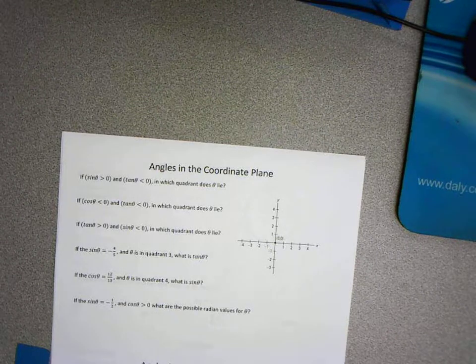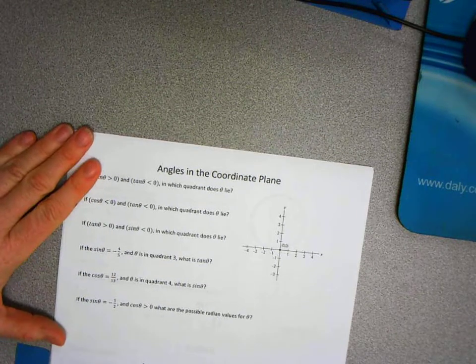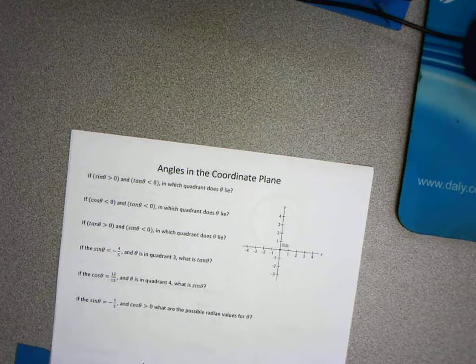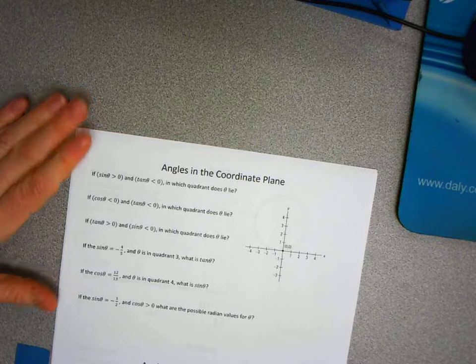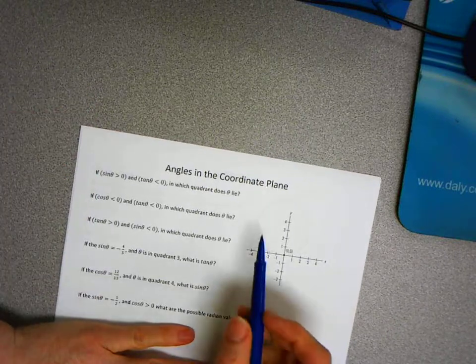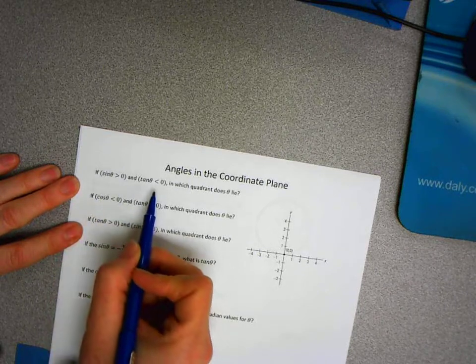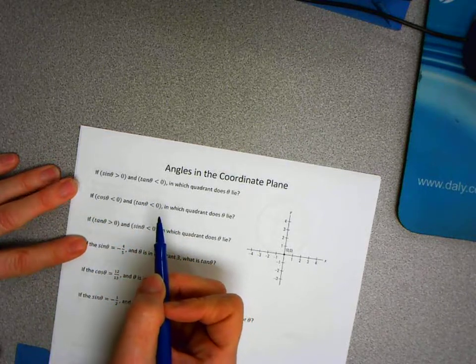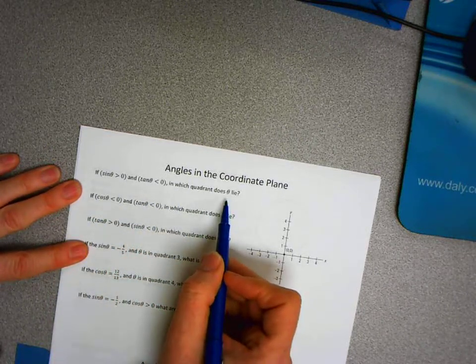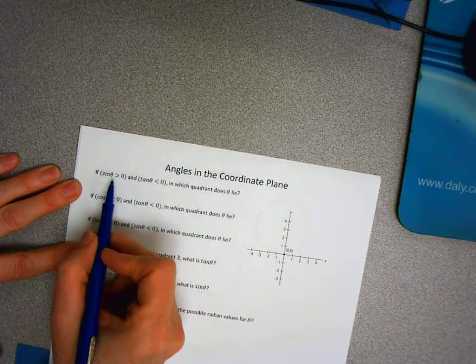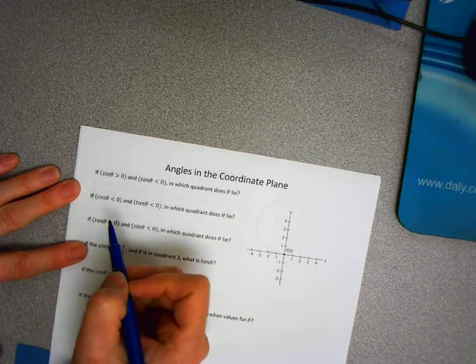Okay, so one of the lessons for today is angles in the coordinate plane. This is a refresher from what we did last year, but let's look at it. When we think of angles in the coordinate plane, and we're given questions like if sine is greater than 0 and tangent is less than 0, in what quadrant does theta lie? We know we're thinking about the signs of trig functions. So let's just put them down.